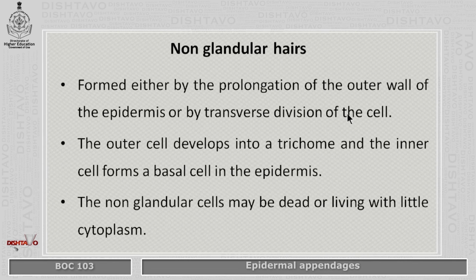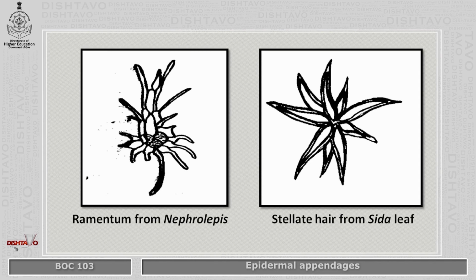The next type is non-glandular hairs. They are formed either by the prolongation of the outer wall of the epidermis or by the transverse division of the cells. The outer cell develops into a trichome and the inner cell forms a basal cell in the epidermis. The non-glandular cells may be dead or living type with little cytoplasm present in them. Next is the ramentum type of trichomes in Nephrolepis plant. These trichomes look like this.